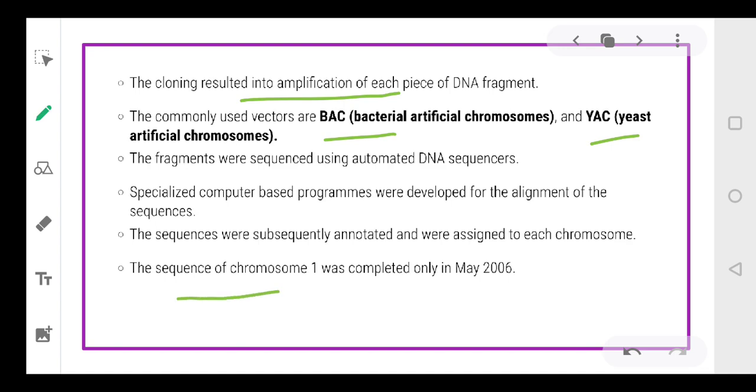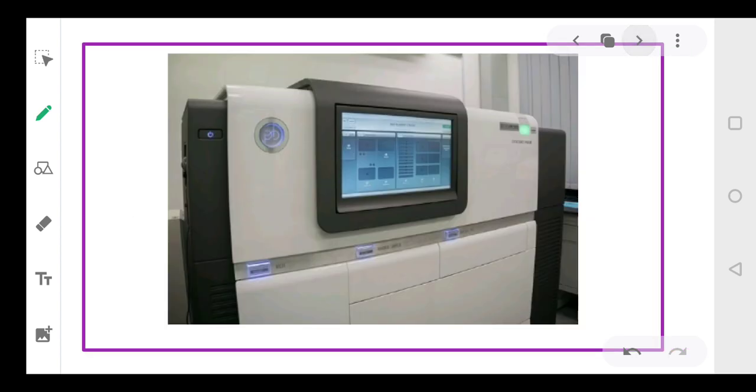The sequence of chromosome 1 was completed in May 2006. This was the last chromosome that was determined. Okay, the last chromosome was chromosome number 1, and it was determined in May 2006. So you can imagine that the sequencing of the human genome was almost completed in May 2006, and chromosome number 1 was the last to be sequenced.